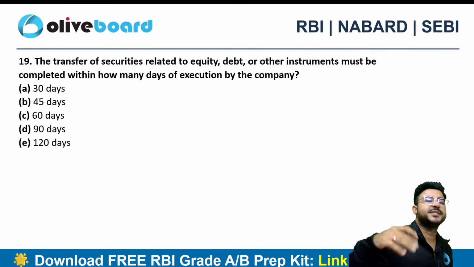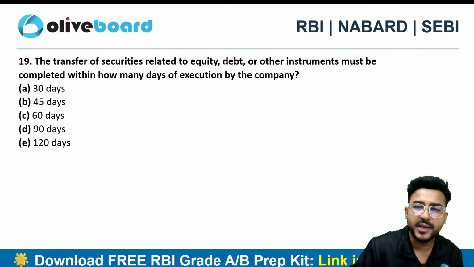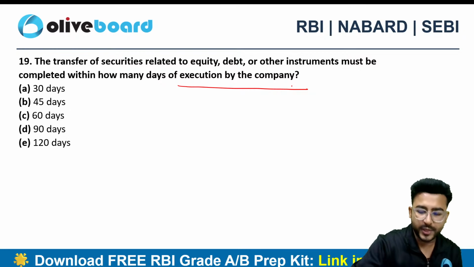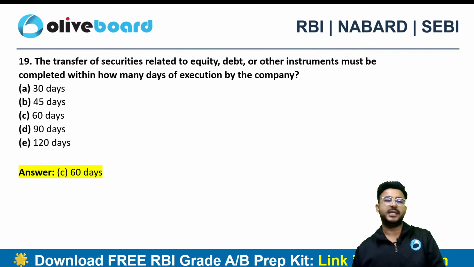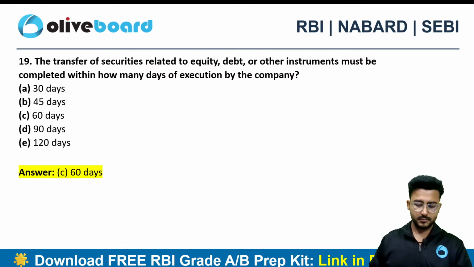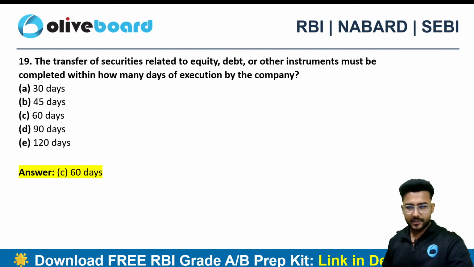The transfer of securities related to equity, debt or any other instrument must be completed within how many days of the execution by the company? Within 60 days again. Within 60 days you need to transfer the security. It doesn't matter whether it is related to equity, debt or any other instrument.